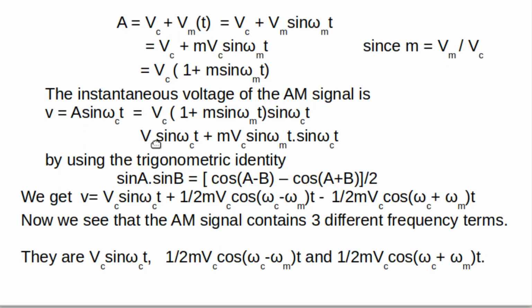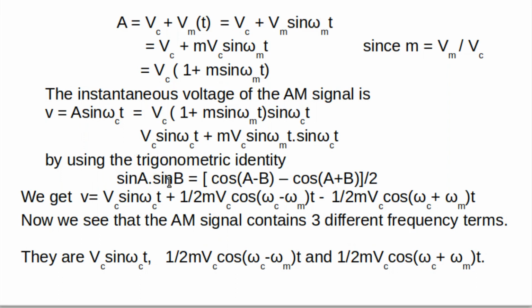So now we can write it as Vc sin omega ct plus m Vc sin omega mt into sin omega ct. And here you can see the first term is the carrier itself. Vc sin omega ct is the carrier signal. So in the AM signal we can see one term is the same as the carrier component. The second term consists of a product of two sine terms, sin omega mt into sin omega ct, and that can be expanded with the help of this trigonometric identity.